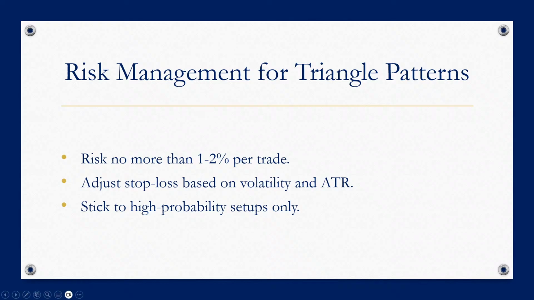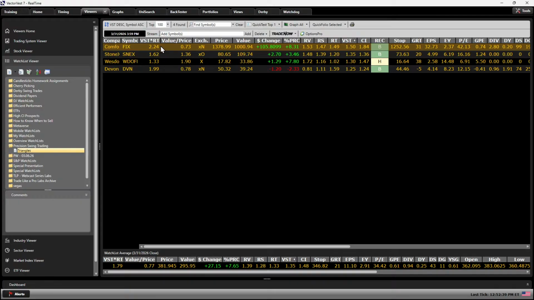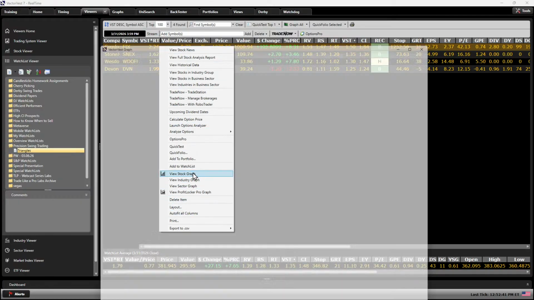For example, let me show you guys an example on how I would size. Let's do this one. Let's do FIX. This was a recent one, right?